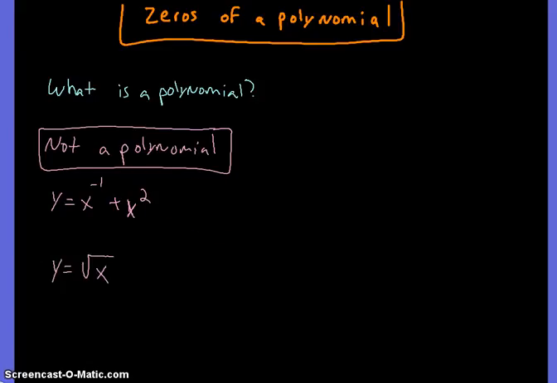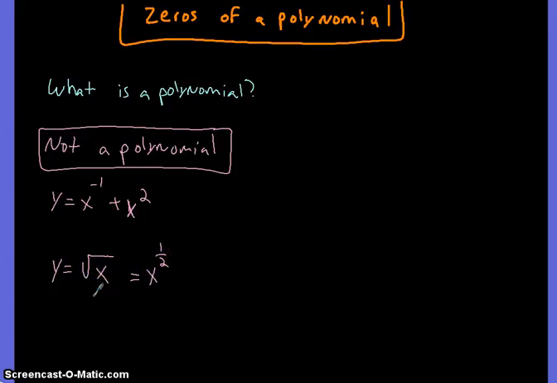y equals the square root of x also isn't a polynomial, mainly because the square root of x is the same thing as x raised to the 1/2. You don't really know that yet, maybe, but you definitely cover it in this class. Because that's a fractional exponent and not a whole number, the square root of x is not a polynomial.